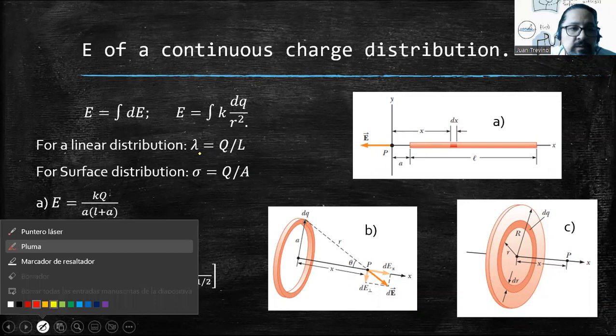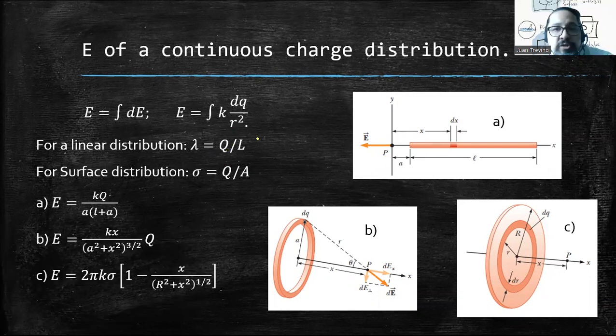Now, linear distribution of charge means that there is a charge Q distributed over a length L. So in this case, there are charges distributed over this rod. And for the surface distribution of charge, there is a total charge Q distributed over a surface. So all this surface has charge distributed on it. So in this case, if I wanted to calculate the field E at a certain point, I would have to calculate the field generated by a small part of the charge.